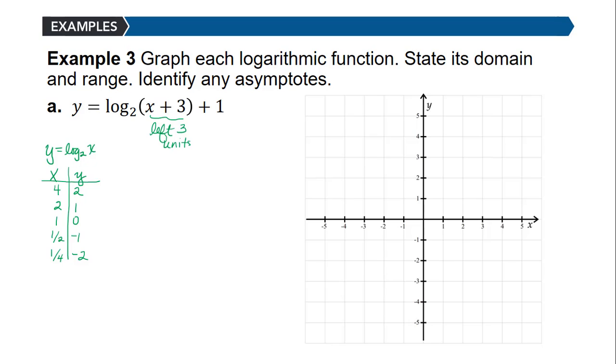And plus 1 is on the outside, so it's going to change it by shifting it up 1 unit. So that means our point that was originally at (4, 2) is going to now move to... shift it left 3, so left 1, 2, 3, and up 1. So that's going to move to the point (1, 3).